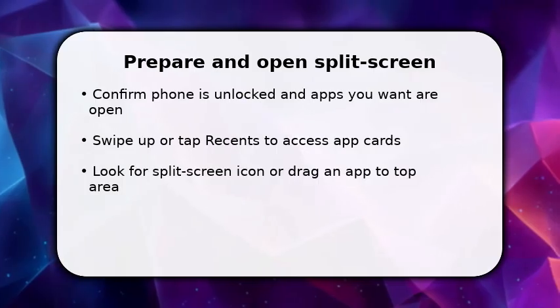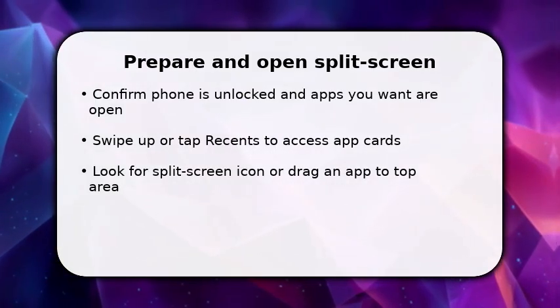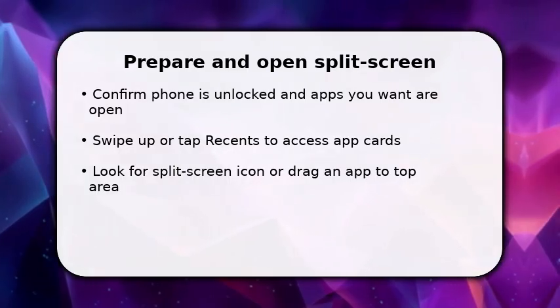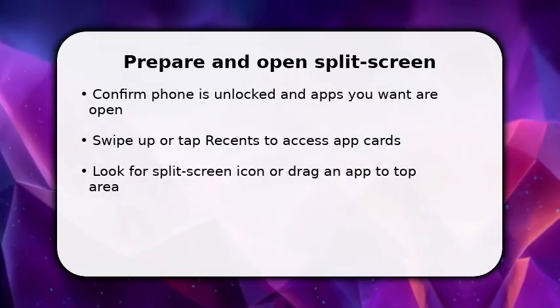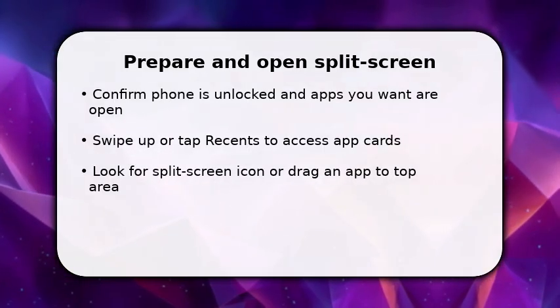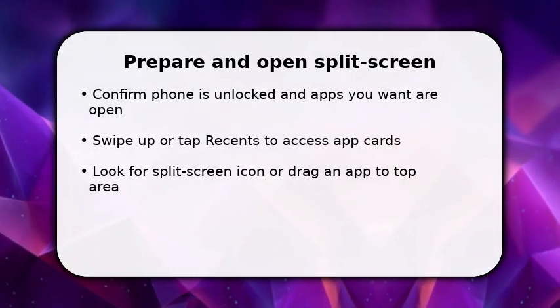You start by unlocking the phone and opening both apps you plan to use. This saves time. Once done, tap Recents or swipe up to show app cards. You'll see a split screen icon on supported apps. If not, press and hold an app card and drag it to the top of the screen to initiate split mode. Make sure the app supports multi-window.